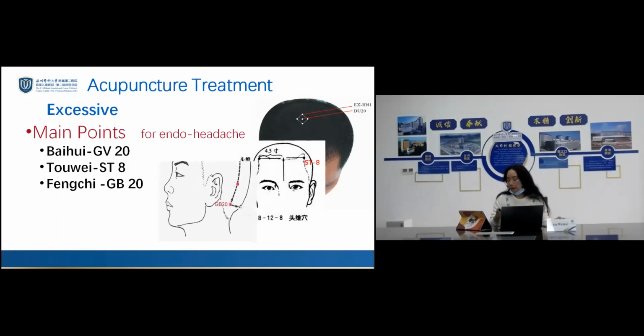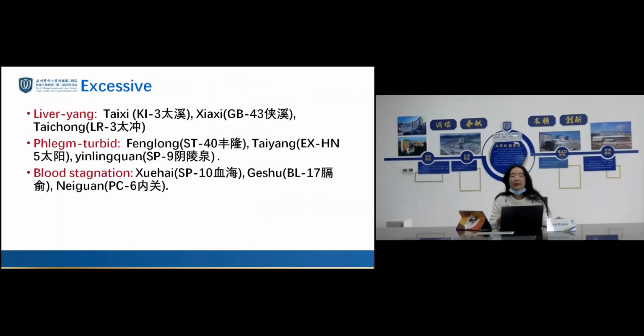And then Fengchi as well. And according to differentiation, if you consider liver yang hyperactivity, you can choose Taixi, because Taixi is the Yin meridian of kidney, and if you choose this one, you can nourish the water and calm down the fire. I don't know if you have learned about TCM and can understand what I say. And Taixi kidney 3, and the Xiaxi gallbladder 43, and Taichong liver 3. And this assistant point is to nourish the water and calm down the fire at the same time.